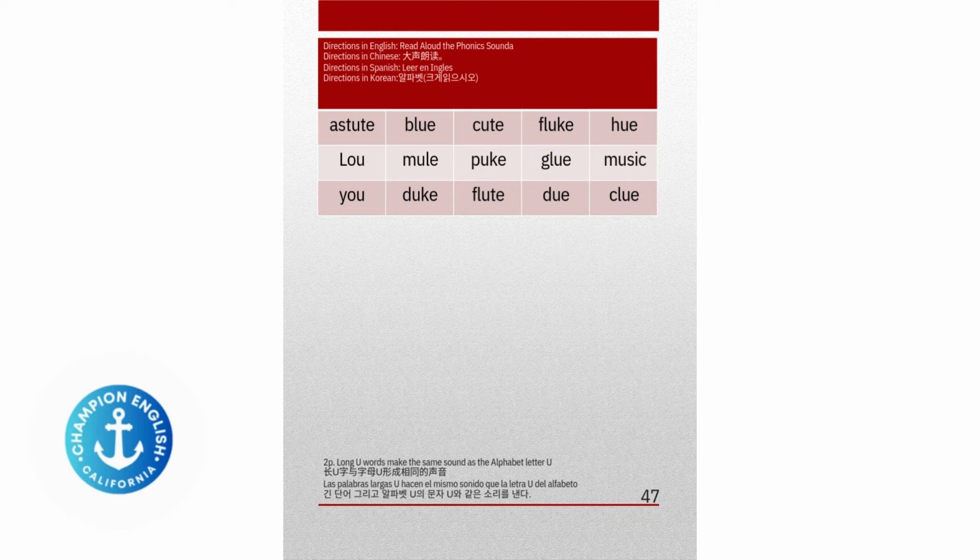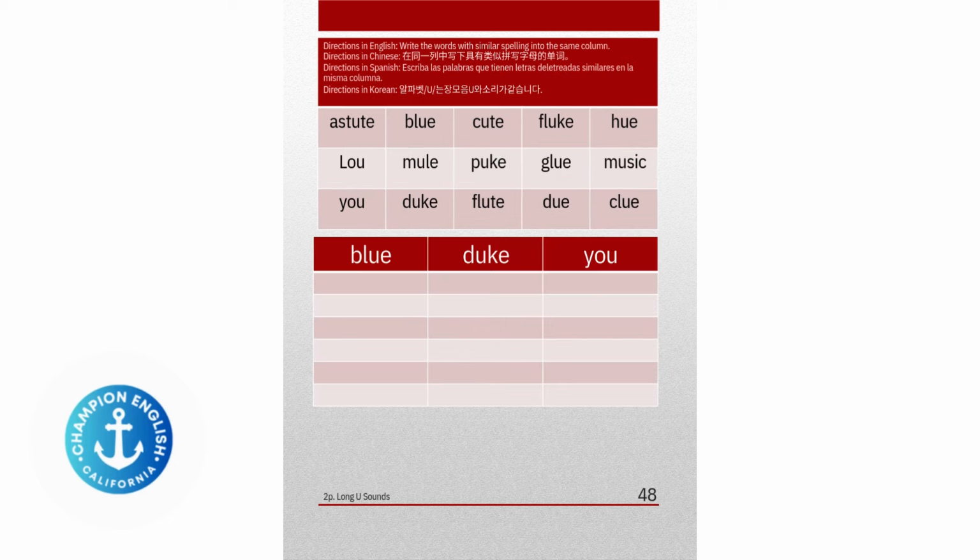Well done, students. And now, please practice saying the words out loud with yourself or a partner. Once you get done with that, go ahead and put the words into the right column. So you have blue, which ends with U-E, duke, can we say duke? Duke, which ends with U-K-E, and you, which ends with O-U. I'm going to give you 30 seconds to put the words into the right column. And here we go, students.